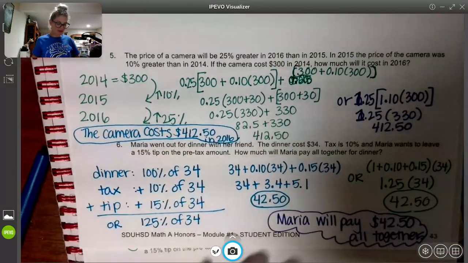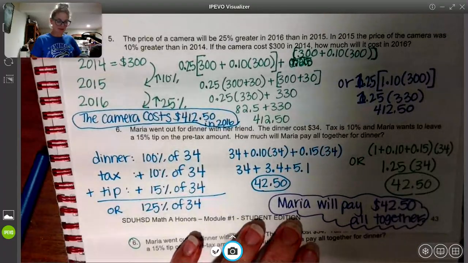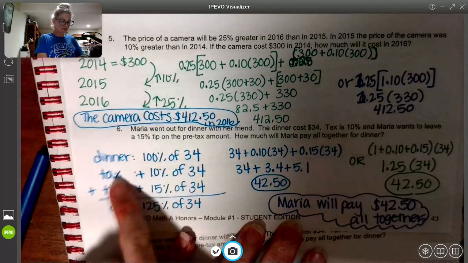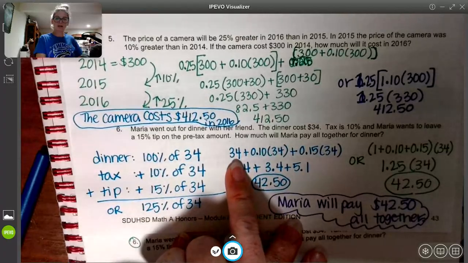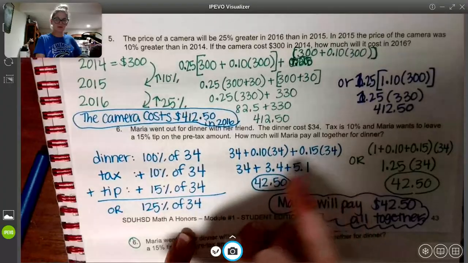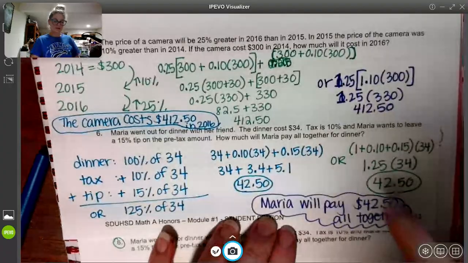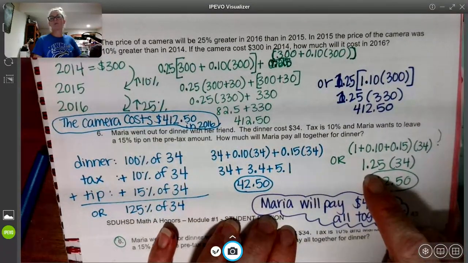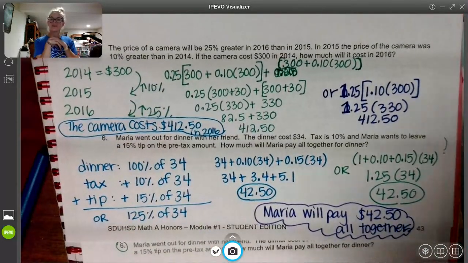And the final question that we are doing today is our dinner problem, very similar to the last lesson. We have our dinner, which is 100% that we have to pay of $34. We have to pay our tax, and we have to pay our tip. We can take our 100%, our $34, plus 10% of our $34, plus another 15% of our $34 to add up to get $42.50. Or we can think about this as 100% plus another 10% plus another 15% of $34, which makes 125% of $34, which also gets you $42.50.